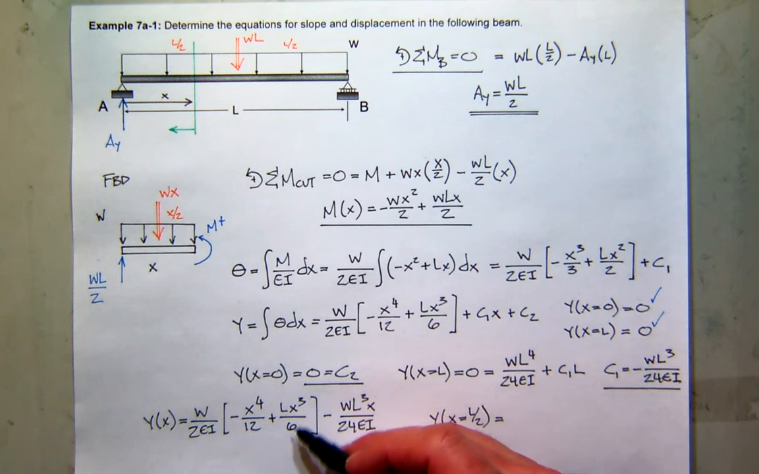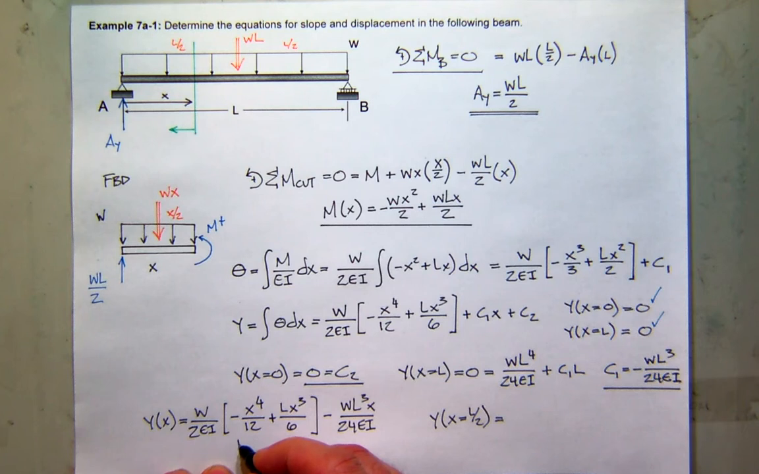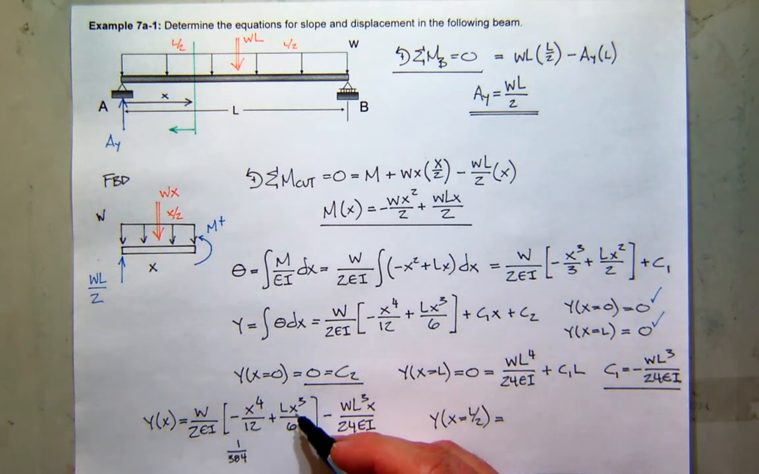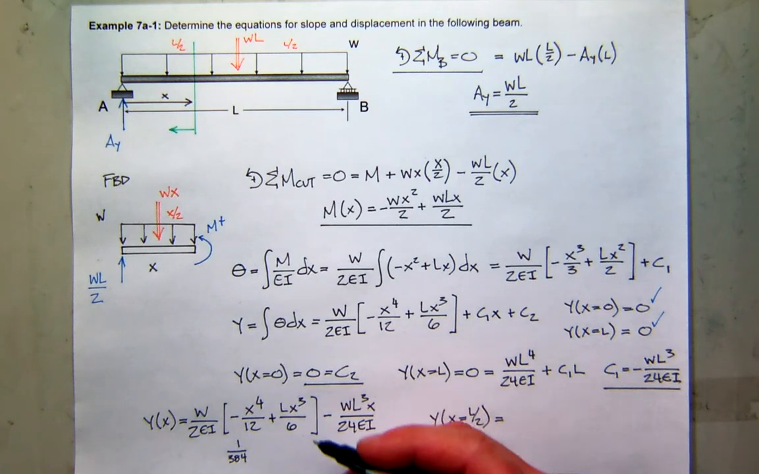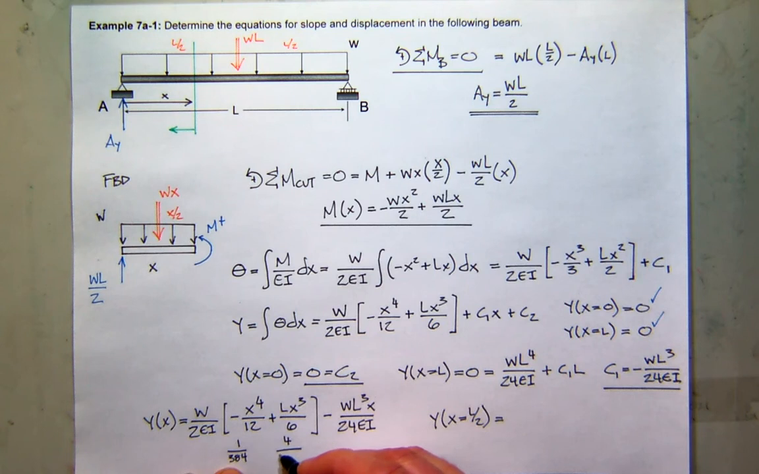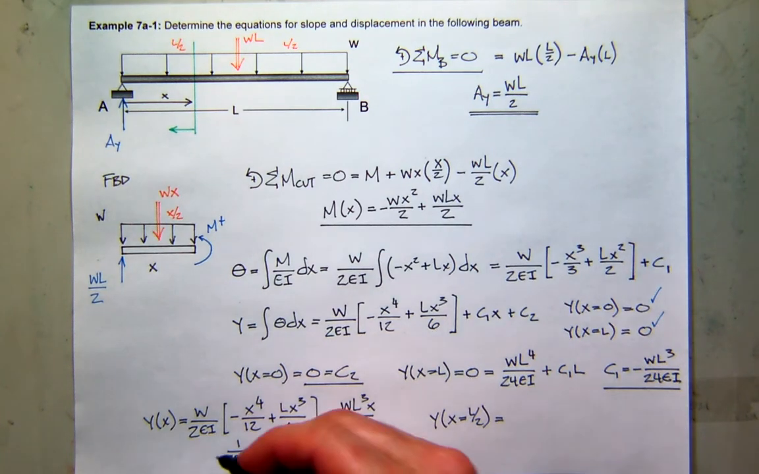And this is going to be what? Let me write it here. This is going to be 1 384th. Now this is only cubed, right? So that's going to be L to the 4th over 8. What's 8 times 6? 48. 48 times 2, 96. So 96 goes into there how many times? 4. So this will be 4 384ths. And of course this one's negative. So you can see now we got 3 384ths there.